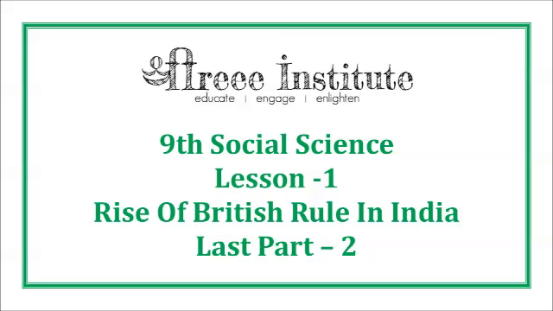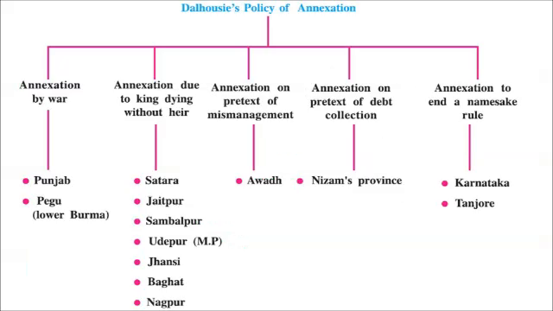Welcome all. Let's move ahead today with our second part, the last part of lesson 1 social studies, rise of British rule in India. Now in this table you can clearly see Dalhousie's policy of annexation. Annexation means merger, to add up. So various Indian kingdoms were taken hold of or brought under British control by Dalhousie's policy.